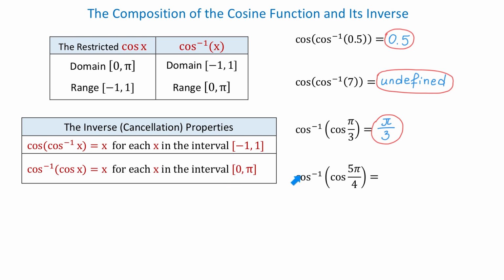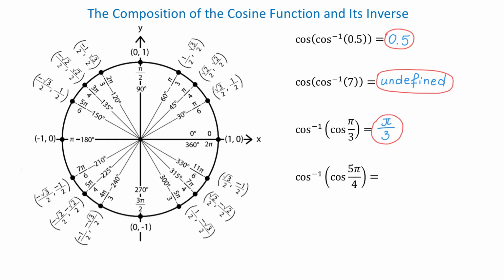Now to evaluate this expression, we will start by evaluating cosine of 5 pi over 4. If we want to use the unit circle, then here we have 5 pi over 4, and this is the value of cosine. So cosine of 5 pi over 4 is negative square root of 2 over 2, and now we will have inverse cosine of negative square root of 2 over 2.